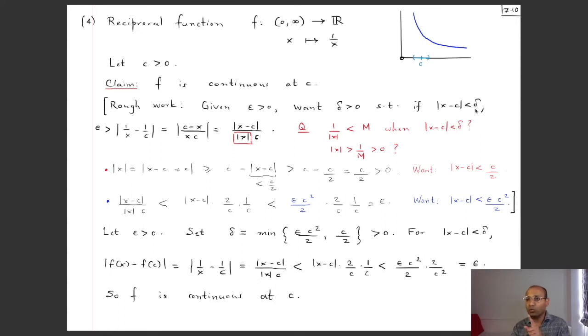So what I want from my delta is that first of all it should be smaller than C by 2. Okay, that's one qualification, but then I also want this overall combination to be less than epsilon. And what do I know?